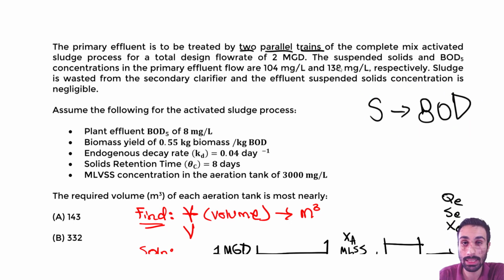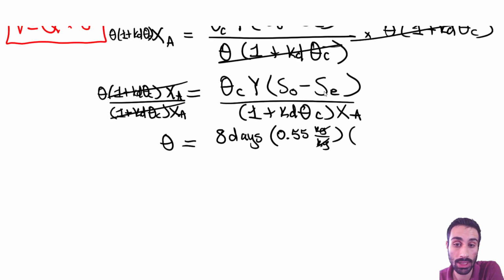So anything with S is not suspended solids, it's BOD concentrations. S is for BOD. So here it says the suspended solids and BOD5 concentrations in the primary effluent are 104 and 138. Which one would you pick for S0? The influent. Not the suspended solids, right? Because the suspended solids is the 104. The BOD is what we actually want. The BOD5 concentration in the primary effluent is 138. So that's what we use. We use the 138 for S0. So for that one, you use 138 milligram per liter.